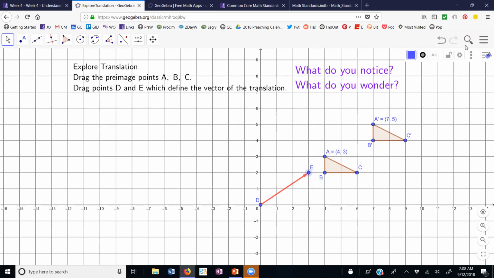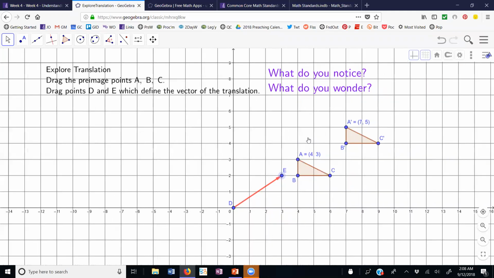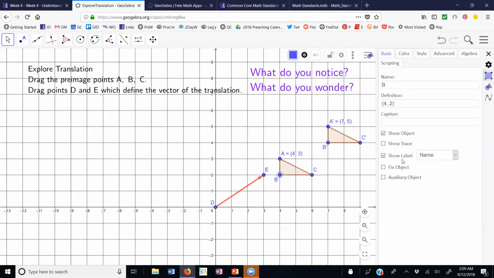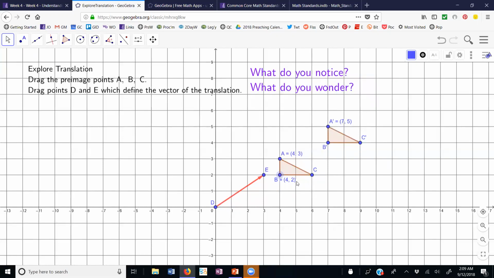Now, if we use our properties here in GeoGebra, let's say that I want to see the ordered pair for point B. What I can do here is select point B, and then right-click and go to Settings or Properties. And then right here where it says Show Label, rather than just showing the name B, I'm going to show the name and value. So this is the point (4, 2). So you might experiment with this.